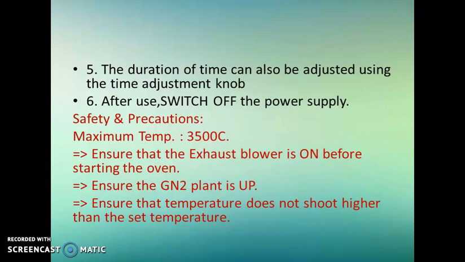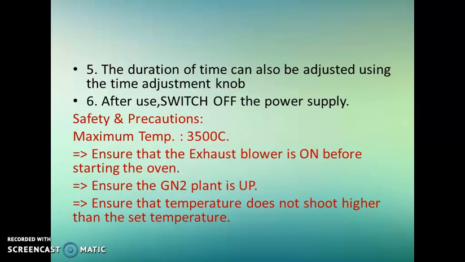The duration of the time can also be adjusted using the time adjustment knob. So there is also a time adjustment knob. All things we are adjusting manually and setting up. Then the hot air oven starts working. The temperature will be maintained. For example, if we set the temperature for 160 degrees Celsius and time 1 hour, then this same temperature will be maintained for 1 hour, and this can be seen in the temperature sensor. After 1 hour, switch off the power supply.